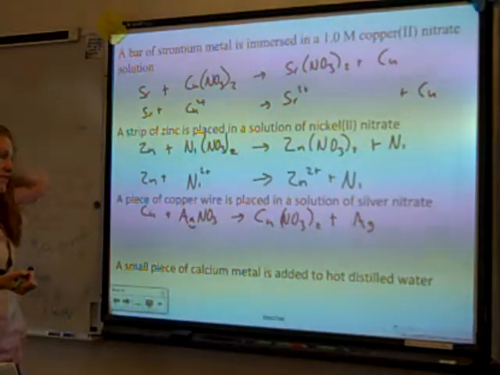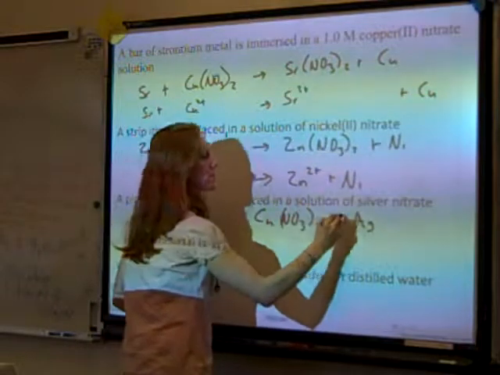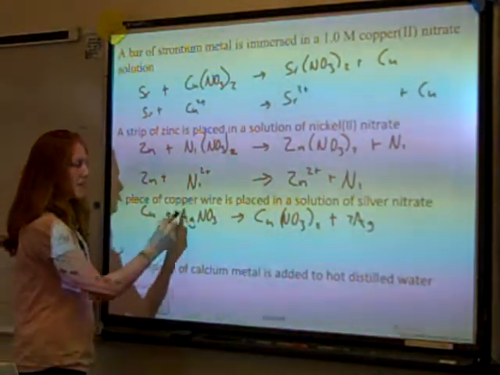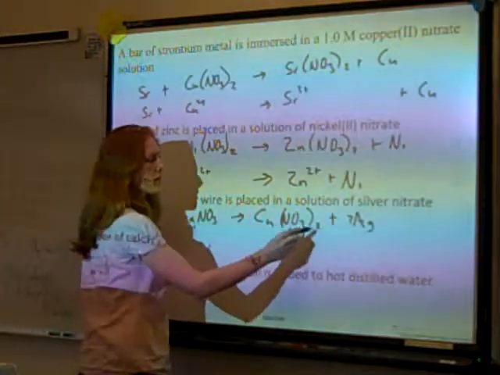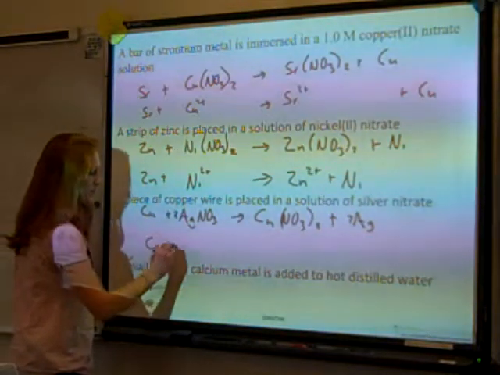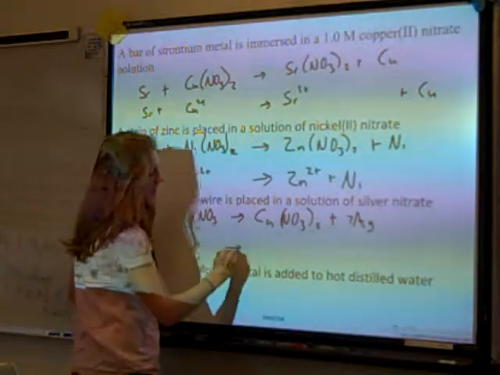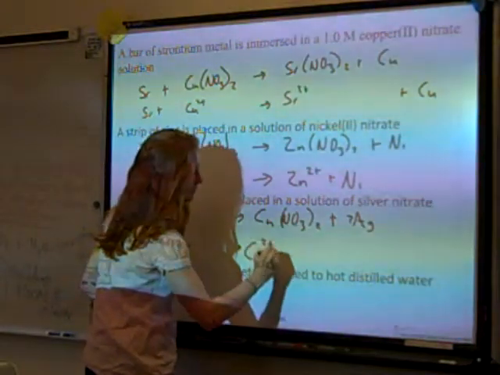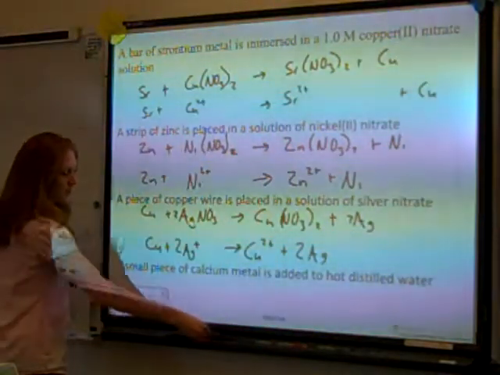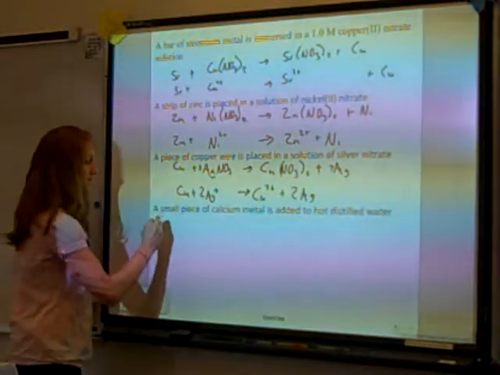Now I actually have to balance this reaction. I've got 2 nitrates here, so I'm going to need 2 silver nitrates. When I write just the net ionic equation, I can see I had 2 aqueous nitrates here and 2 aqueous nitrates here. I'm going to cross out the nitrates. So I've got solid copper plus 2 silver 1+ ions makes copper 2+ plus 2 silver atoms.